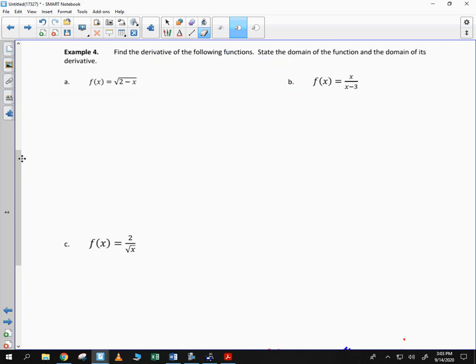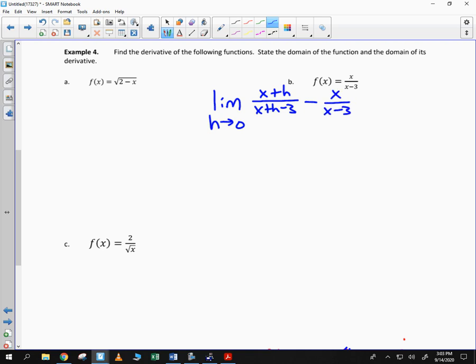Let's look and see what happens if we have a rational function. Limit as h goes to 0 of, I plug in x plus h, minus f of x, all over h. Start by finding common denominators. Multiply top and bottom by x plus h minus 3. Multiply top and bottom by x minus 3.